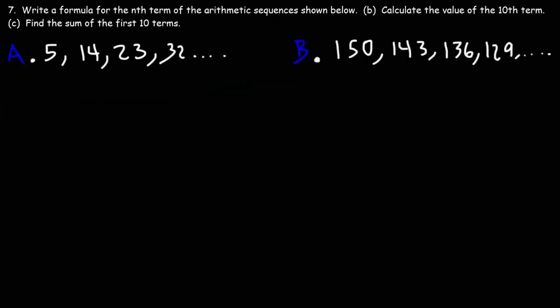Number 7. Write a formula for the nth term of the arithmetic sequences shown below. So writing a formula for the nth term is basically the same as writing a general formula for the sequence, or an explicit formula. So we need to identify the first term, which we could see as 5, and the common difference. 14 minus 5 is 9. 23 minus 14 is 9 as well. So once we have these two, we can write the general formula.